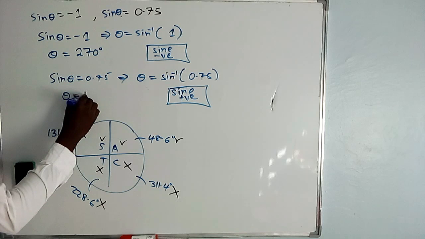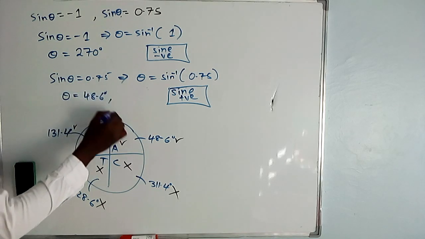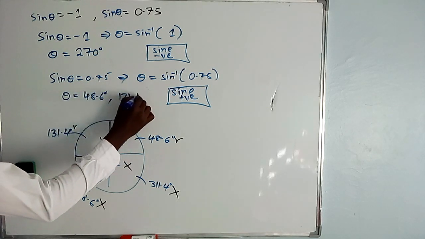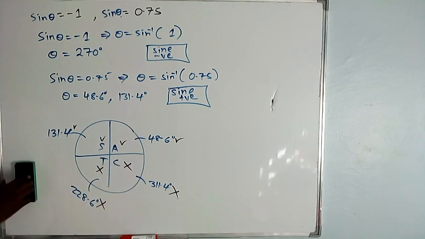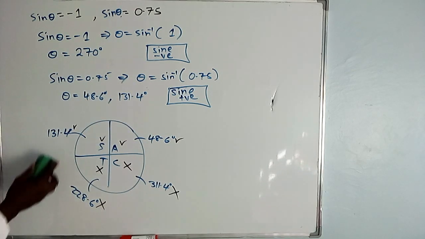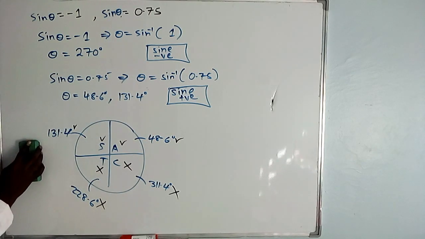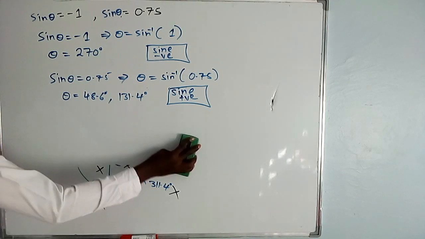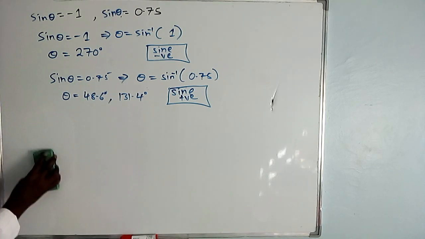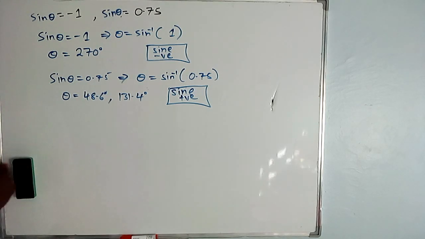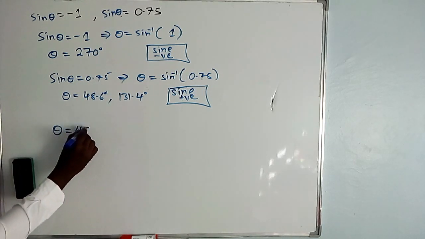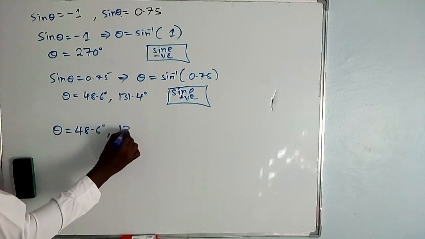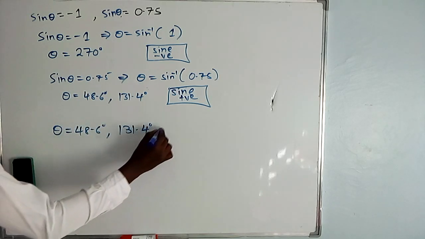So it means here, the values of theta are 48.6 degrees and 131.4 degrees. So you end up with theta, the first one, start with the smallest one, 48.6 degrees, followed by 131.4 degrees.